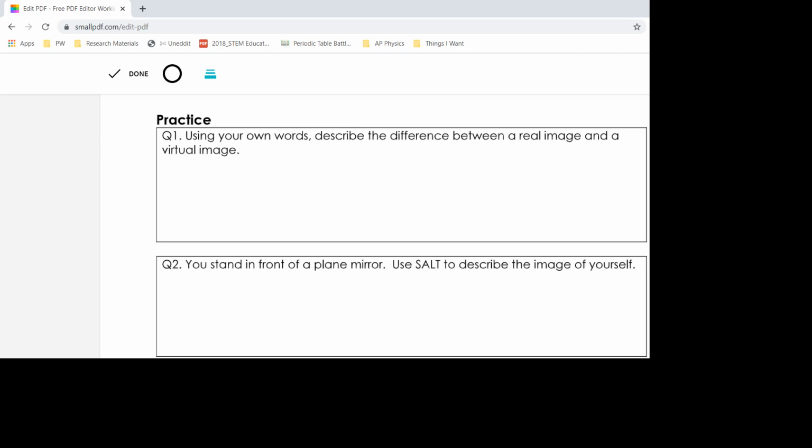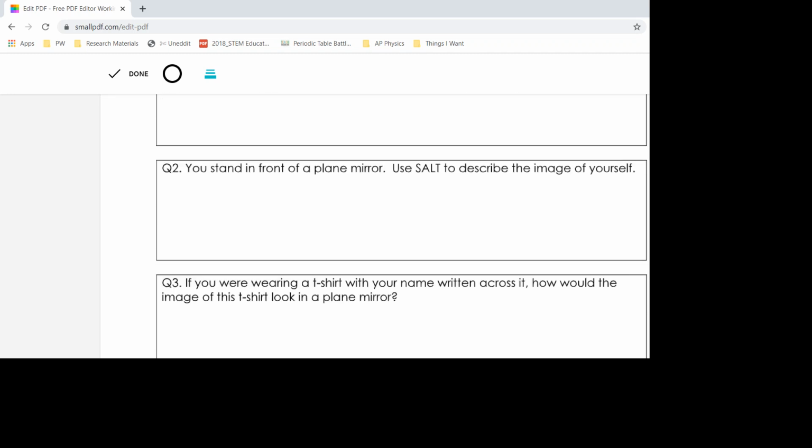So here's some practice for you, okay? What I want you to do is answer these 3 practice questions. You're going to use your own words and describe the difference between a real image and a virtual image. You would use the SALT acronym to describe the image of yourself. Again, remember what happens in a plane mirror that we just discussed.